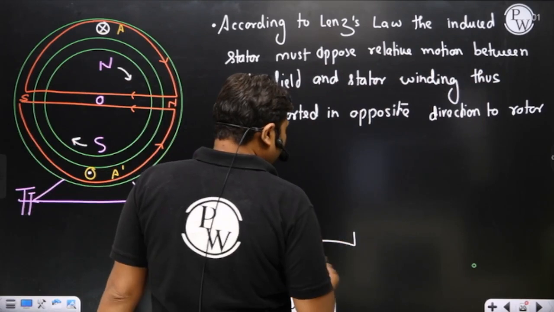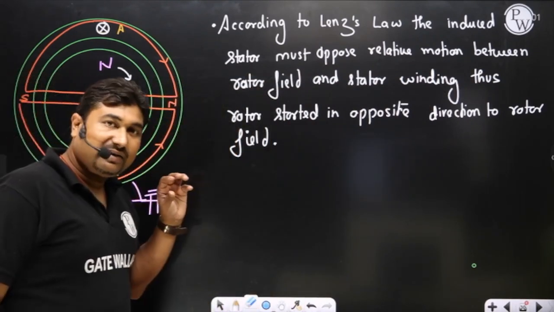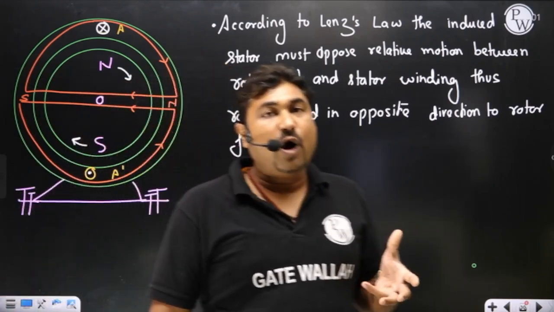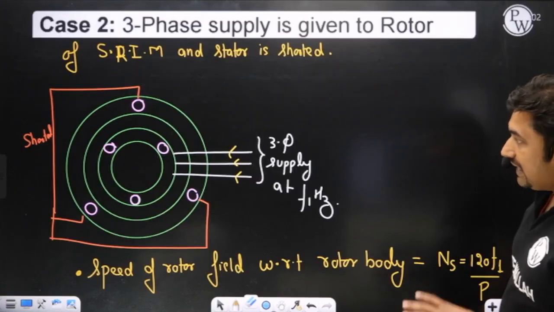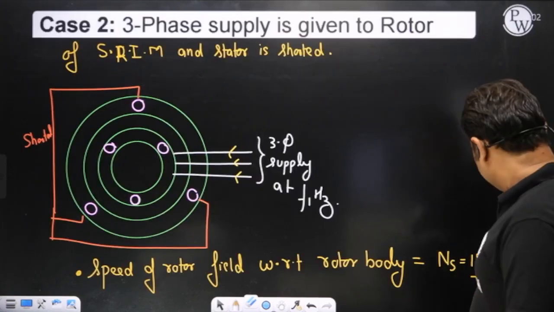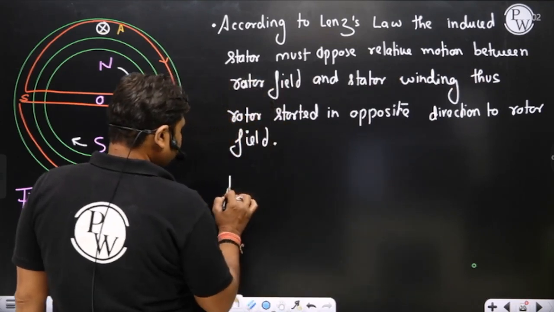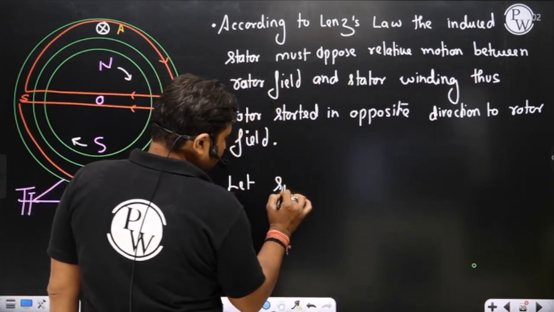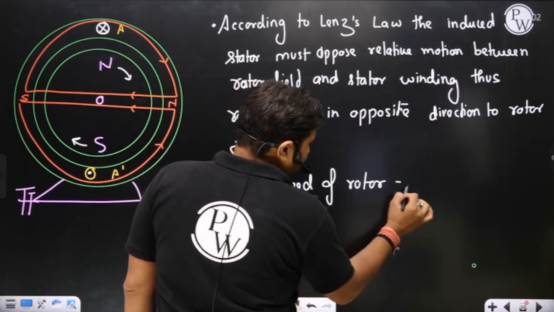So whenever we give a supply to the rotor, the rotor will start rotating opposite to the direction of the rotating magnetic field. Is it okay? Up to this part, everything is clear? Yes, sir. Now let the speed of the rotor be Nr.